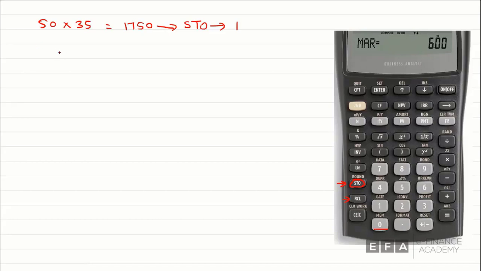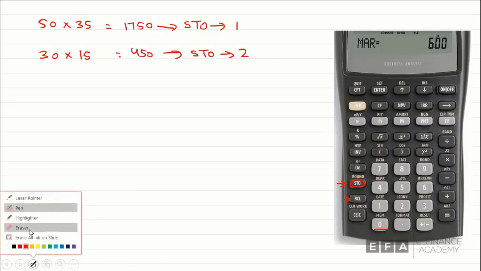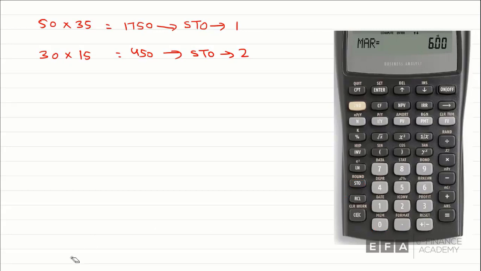What you could also do is another calculation. Let's say 30 times 15, and let's get the result, which is 450. Let's say I want to store this in 2. So you press STO and then 2. Now, if I need to bring these numbers back for further calculations, I could press recall followed by 1 if I want to bring back what I have stored in key 1. I could also press recall followed by 2 if I want to bring back what I have stored in 2.